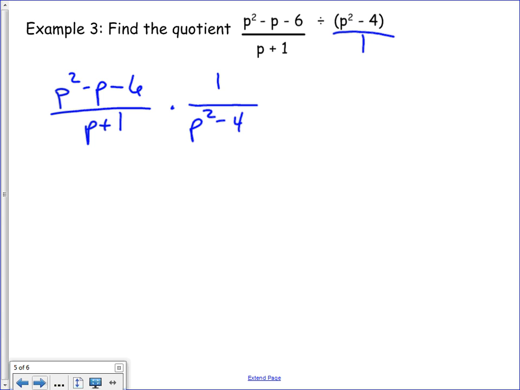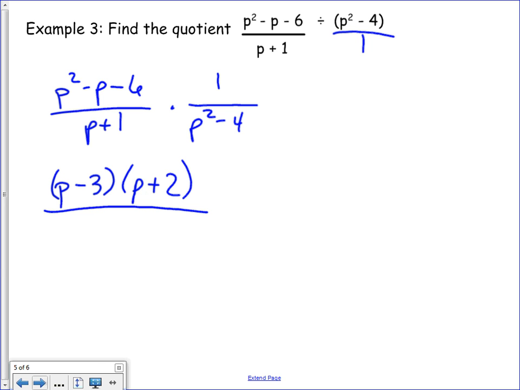And now when we multiply across, we're going to want to factor p squared minus p minus 6. So now we need factors of negative 6 that will have a sum of negative 1, which should probably be negative 3 and 2. So we'll have p minus 3 and p plus 2. Double check: negative 3 times 2 is negative 6, and negative 3 plus 2 is negative 1. So we factored that out.